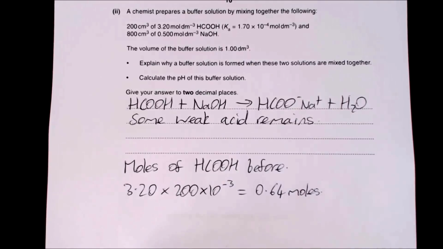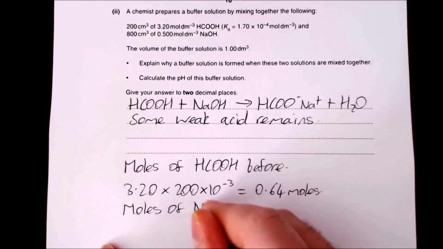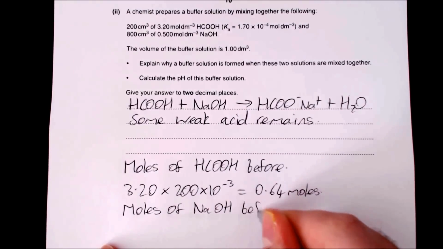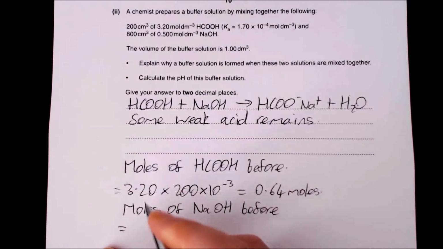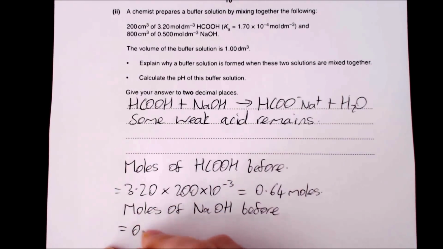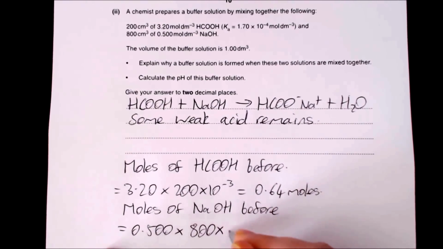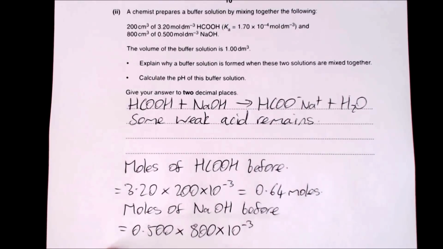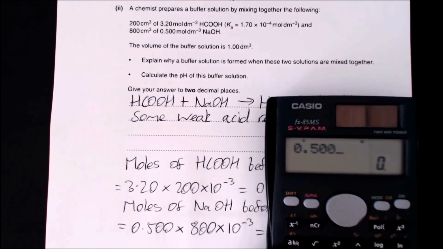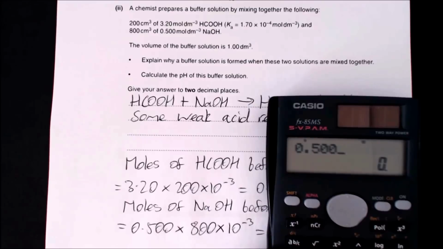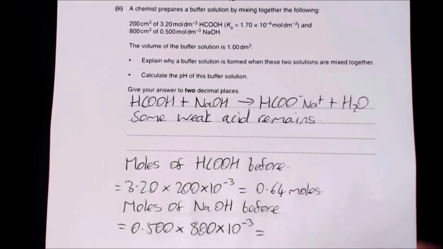And then what we need to do is work out the number of moles of sodium hydroxide before. Again, this is like before we mix them. So the number of moles before is going to be 0.500, because that's the concentration, times by the volume. In this case, it's 800. To convert that to decimeters cubed, we're going to times that by 10 to the minus 3. So that converts it to decimeters cubed. And then if we put that in our calculator, we multiply 0.500 by 800 times by 10 to the minus 3. And that gives us a number of moles of 0.4.